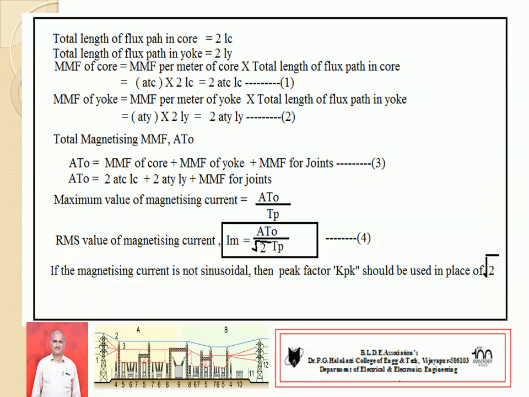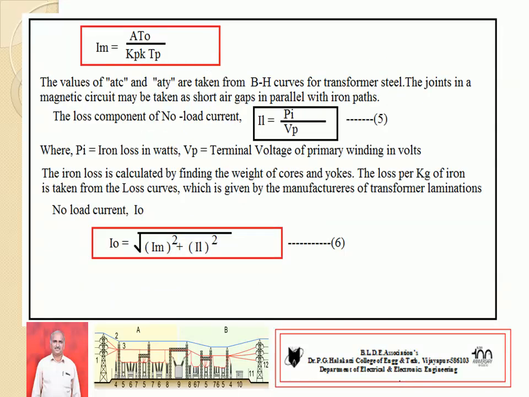Similarly, if the magnetizing current is non-sinusoidal, then root 2 is replaced by Kpk. Then Im may be written as AT0 divided by Kpk times Tp. The values of ATc and ATy are taken from BH curves.